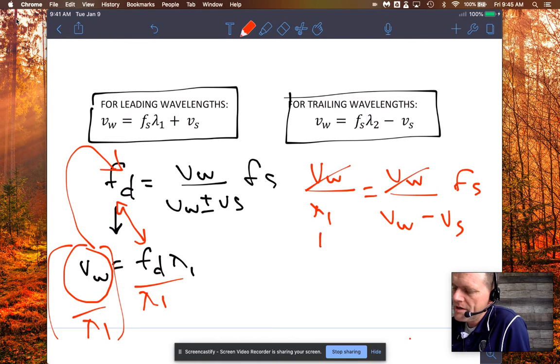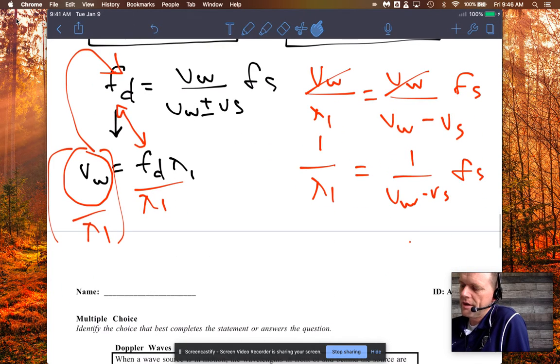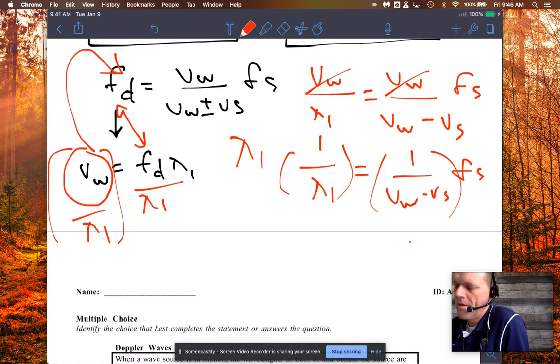So then in an intermediate step, I have 1 over wavelength 1 is equal to 1 over VW minus VS times FS, okay? Now, again, I don't like fractions in the denominator. They confuse me a lot of times. So if I multiply the left-hand side by wavelength 1 and do that to the right-hand side, and if I multiply the right-hand side by VW minus VS, effectively the denominators trade sides and they come up, okay, if you can follow that.